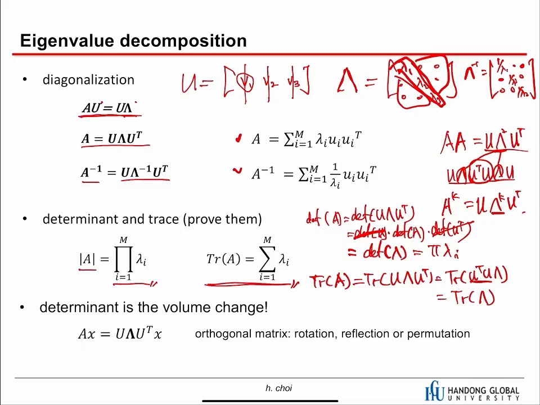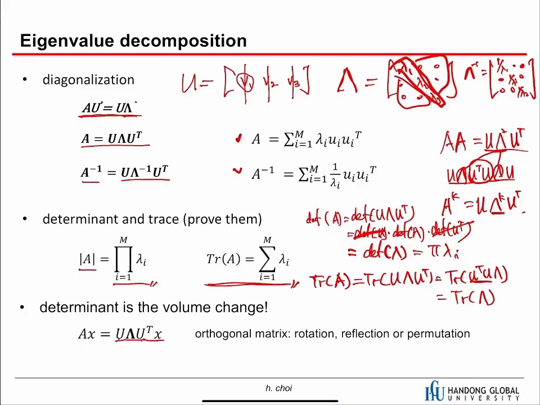Determinant is the volume change. So look at this equation. When we transform X by matrix A, we can rewrite that based on the eigendecomposition. And matrix U is an orthogonal matrix, which means when we apply U to X, it is a rotation or reflection or permutation. So basically we don't change the volume, we don't change the scale of X, we just rotate. Okay, and U and U transpose have an inverse relationship to each other.